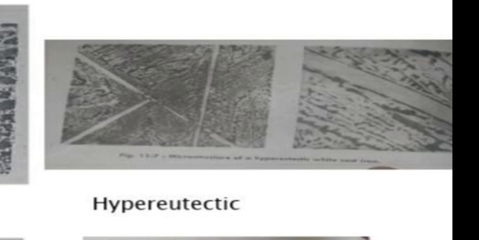Next, here, hypereutectic white cast iron. The rectangular region is nothing but primary cementite, and this is the rectangular region. This is the primary cementite, and the other phase is nothing but pearlite. Here in this microstructure there is cementite.